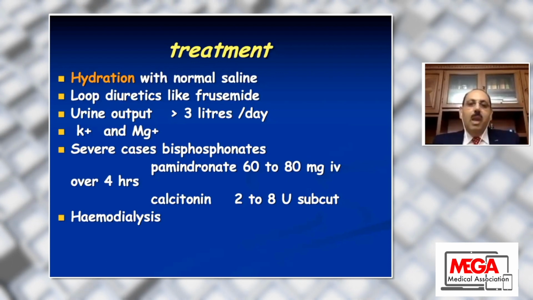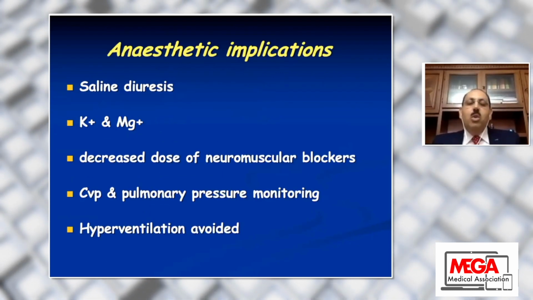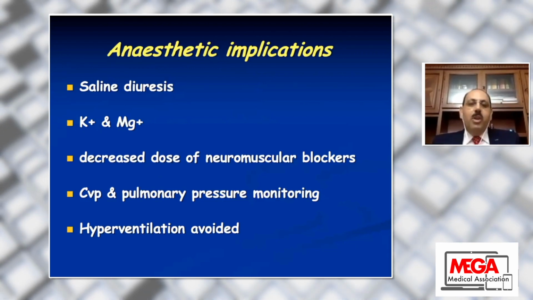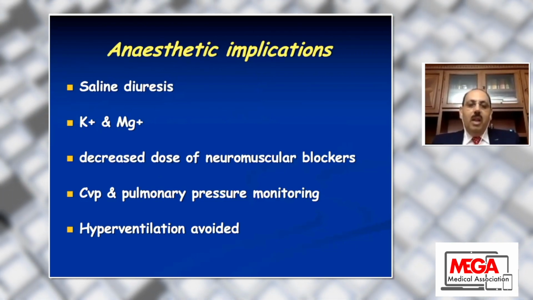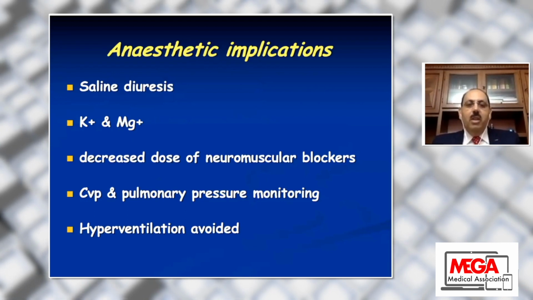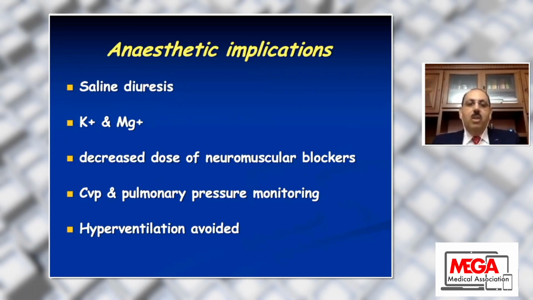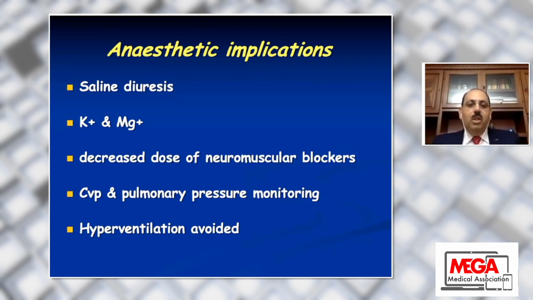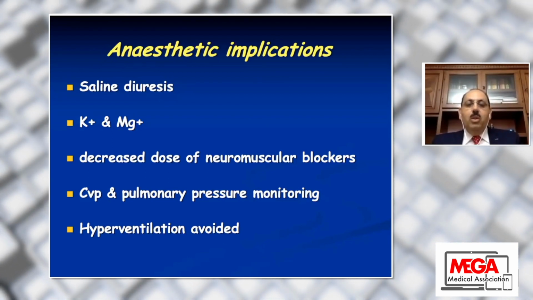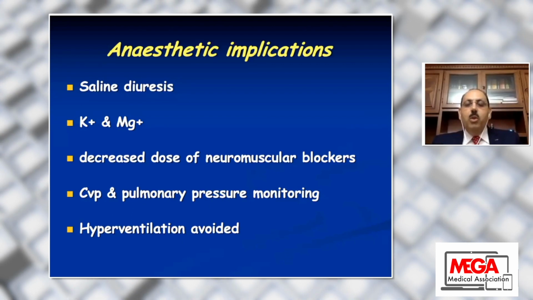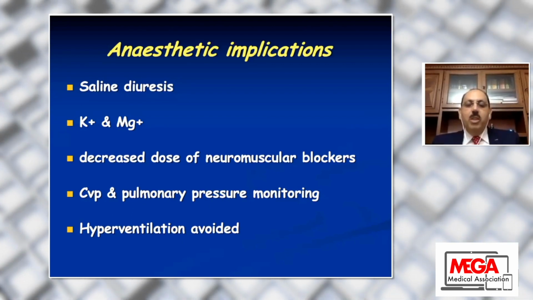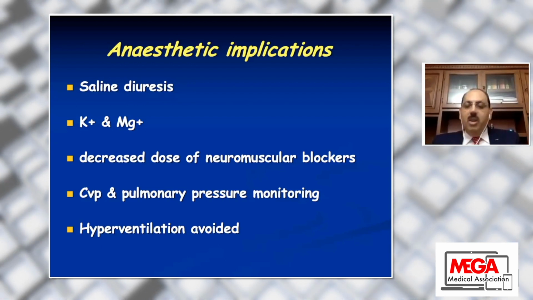The anesthetic implication: also correction of hypercalcemia before the operation by saline, good hydration, then diuretics, correction of the associated potassium and magnesium disorders. Also consider decreasing the dose of neuromuscular blockers, central venous pressure and pulmonary pressure monitoring. Hyperventilation also should be avoided.